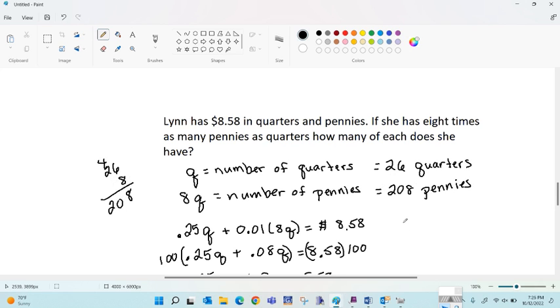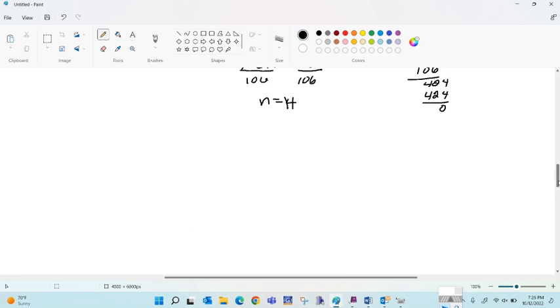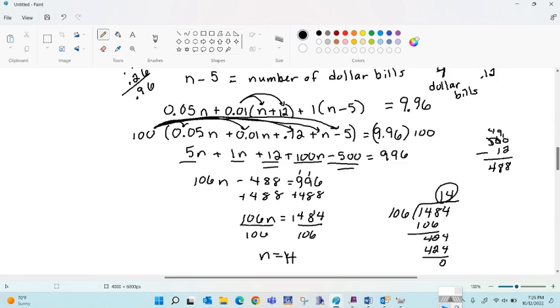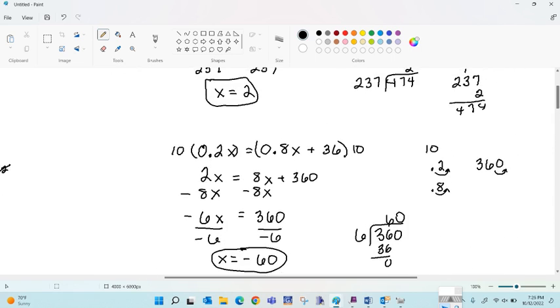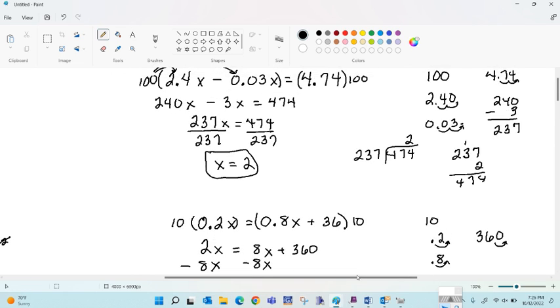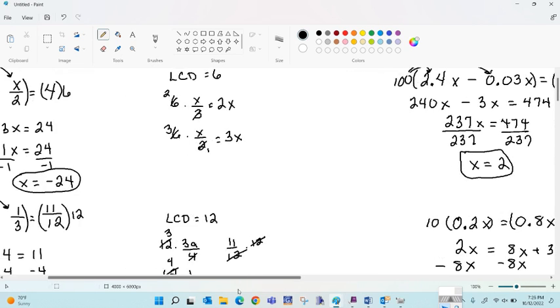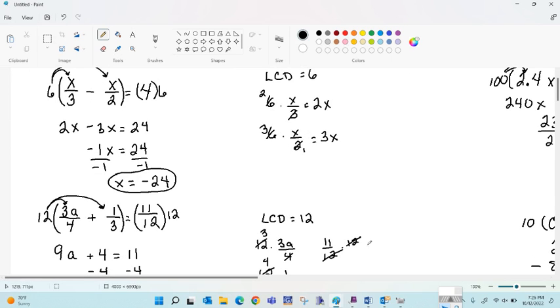All right, so there we have it. We have how to solve the coin problems, which is related to getting rid of the decimals, and then we have also getting rid of the fractions. Okay, very good.